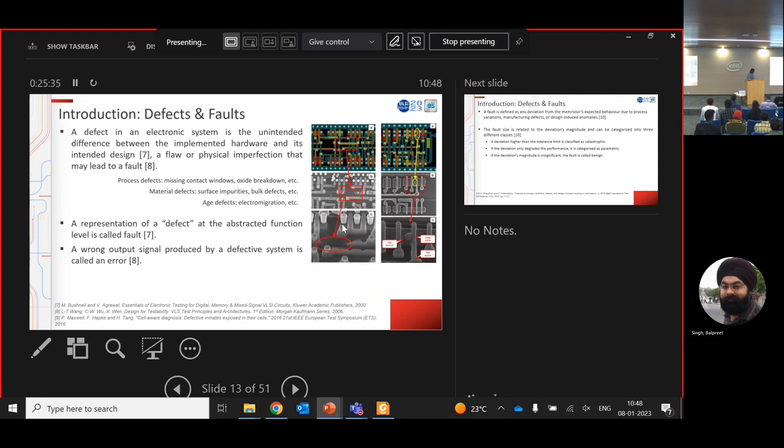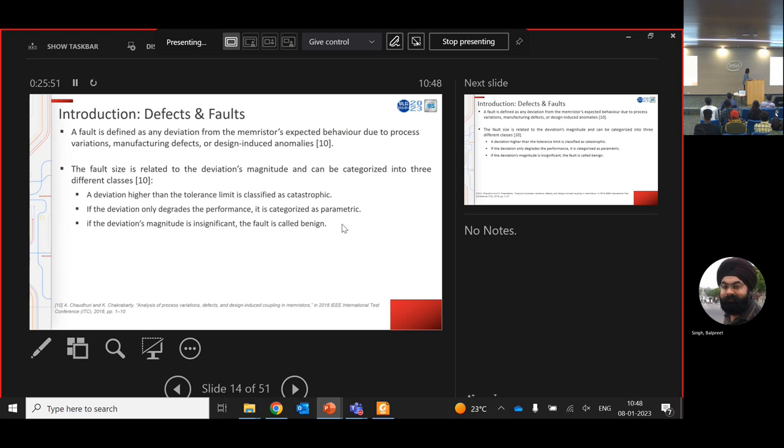And when this fault is propagated and you use this wrong information, you are going to observe an error, which means that a wrong output signal produced by a defect is called an error.